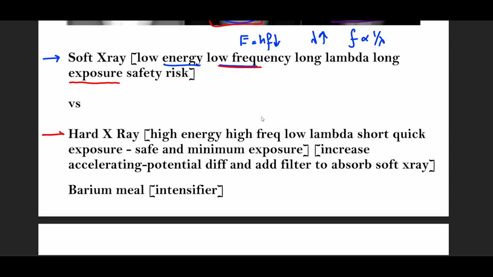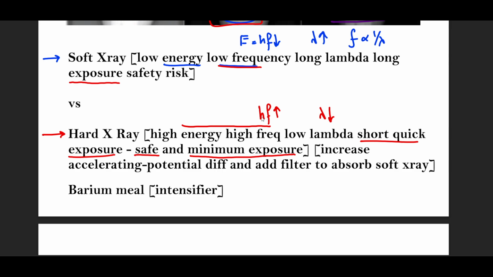So we use hard X-rays for this process. And what are hard X-rays? What are the qualities of hard X-rays? They have high energy, and of course they will have high frequency, and they will have a smaller lambda, so that a short and quick burst or exposure of X-ray will be good enough to produce an image on the X-ray film, which will be safe and will cause minimum exposure to the patient, right?